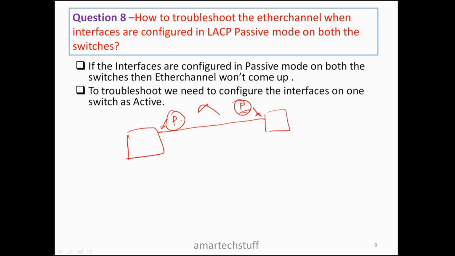To troubleshoot, we need to configure the interfaces on one of the switches at least to active. At least this port should be active. One of the ports should be active. If both the ports are active, that is good. So there are certain criteria, or certain combinations, I will say. Again, this can be another interview question, in which combinations will the EtherChannel come up.